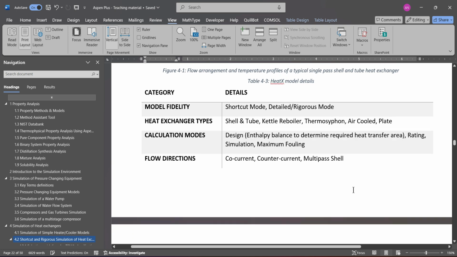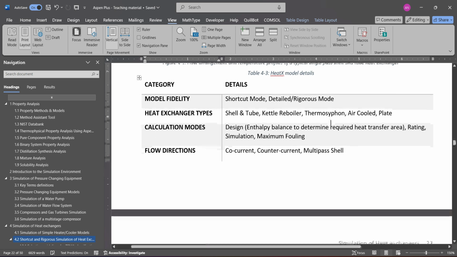What we can define inside the HeatX block: the model modalities are shortcut and detailed or rigorous. The heat exchanger types can be shell and tube, kettle boiler or thermosiphon, air cooled, plate. There is a lot of variety that we can simulate inside the HeatX block.